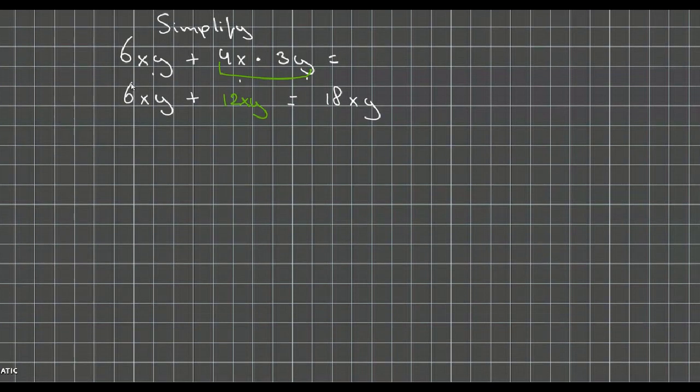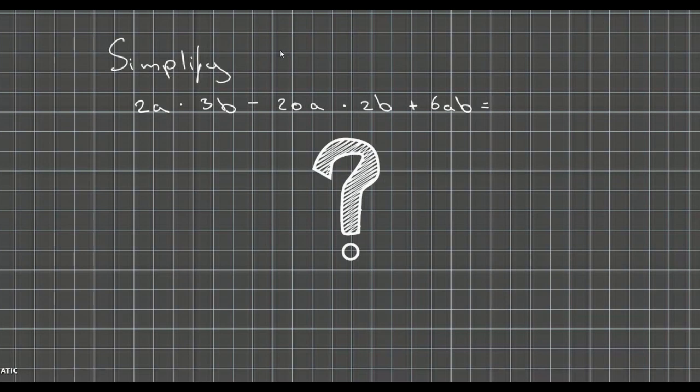Okay, so let's do one. Let's say we have to simplify 2a times 3b minus 20a times 2b plus 6ab. Okay, so this is a big one and this might seem very complicated. But if you follow the exact rules we just discussed, you are able to solve this, you are able to simplify this. So give it a try.